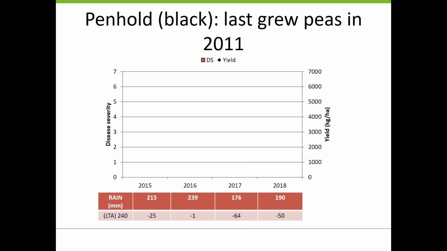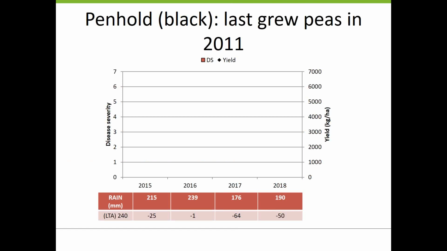And then another site, this one's also in Alberta, Penhold. This is near Lacombe, and this is our black site. This one is nice because I actually last grew peas in 2011. Again, had a very poor pea crop. I think the producer said he wasn't going to grow peas again there.